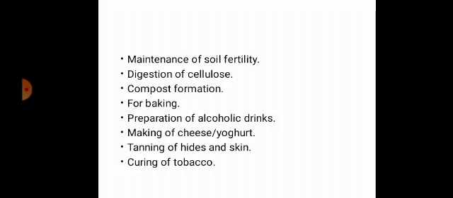So if we look at these benefits of microorganisms, they are derived from two areas, nature and industries. In nature, in terms of the soil, the digestion of cellulose, and the compost formation. In industry, in terms of baking, the preparation of alcoholic drinks, the making of cheese and so on. So these are the beneficial effects of microorganisms. It's not only harmful effects that they have, but in our next class we are going to talk about the harmful part. Today we are dealing with the beneficial effects.